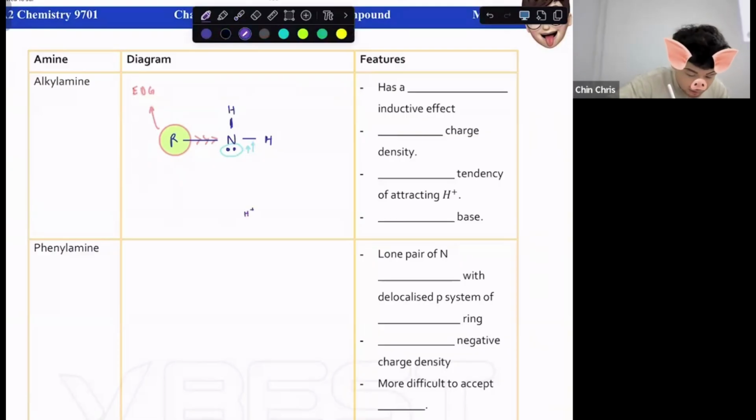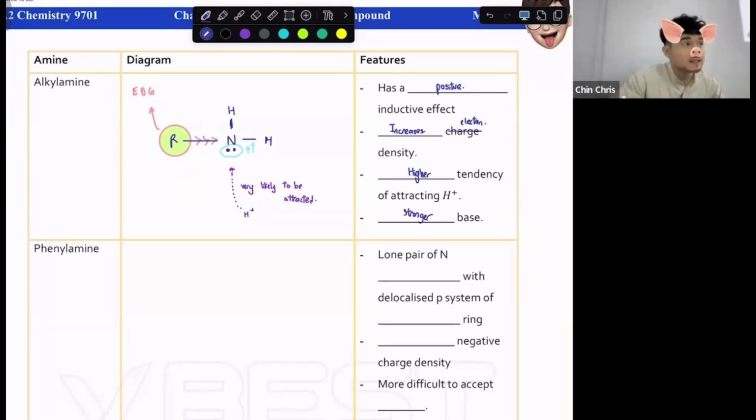So this H+ is very likely to be attracted by the lone pair, right? Am I right? So which makes alkyl amine basic. Either you get a basicity or you get an acidity.